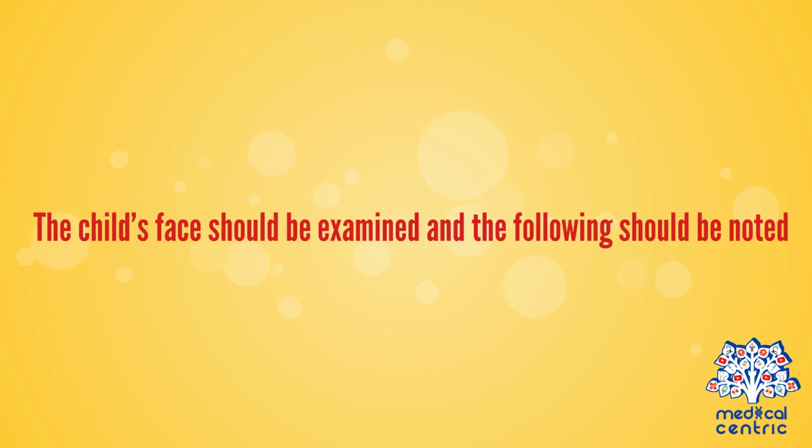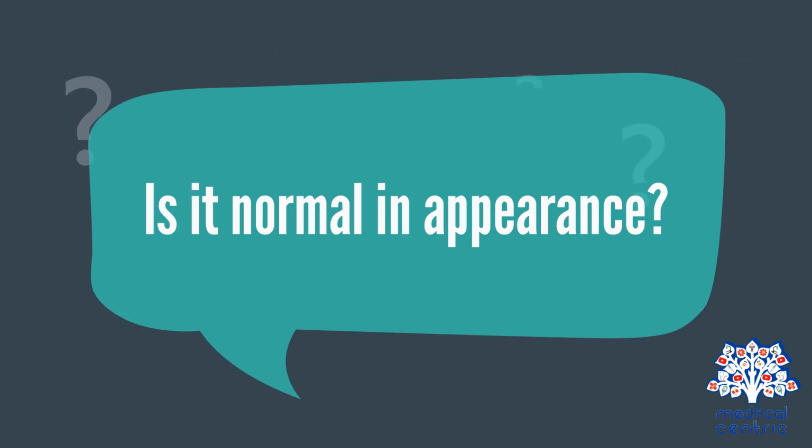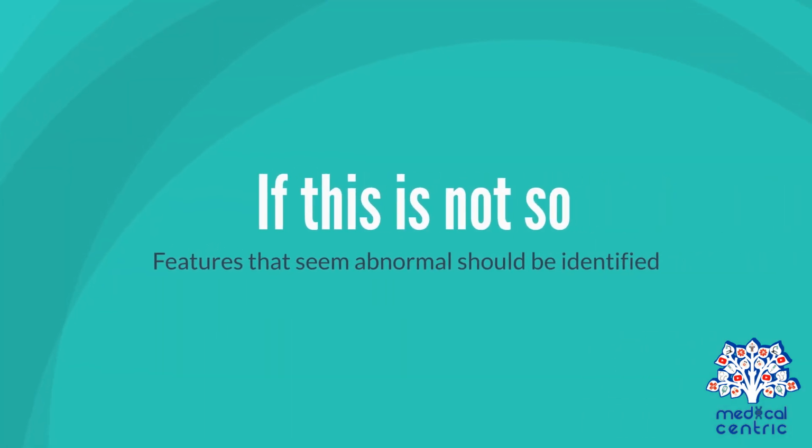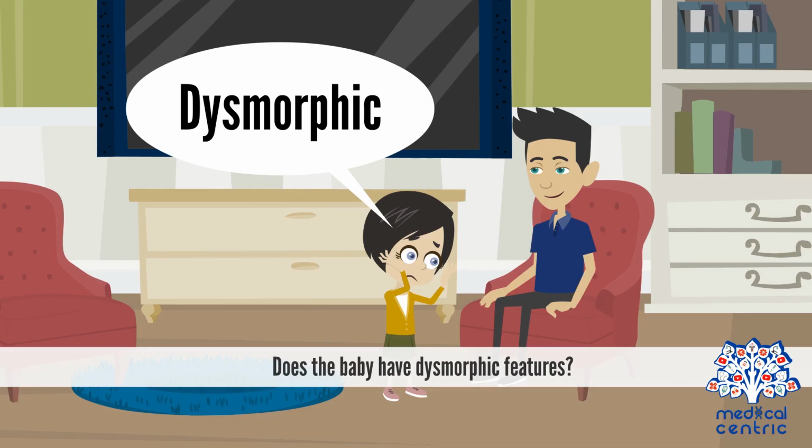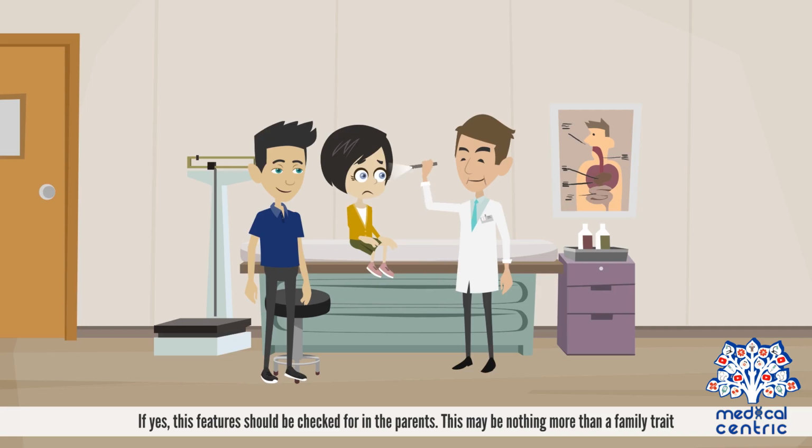Head, face, and neck. The child's face should be examined, and the following should be noted. Is it normal in appearance? If this is not so, features that seem abnormal should be identified. Does the baby have dysmorphic features? If yes, these features should be checked for in the parents. This may be nothing more than a family trait.